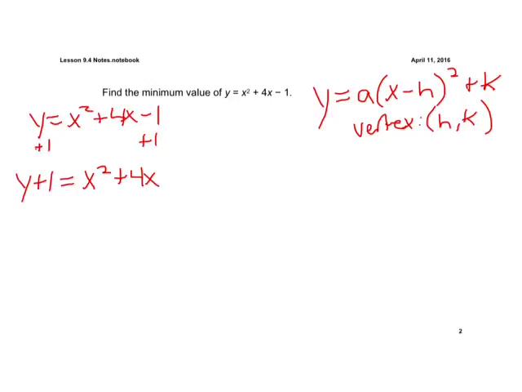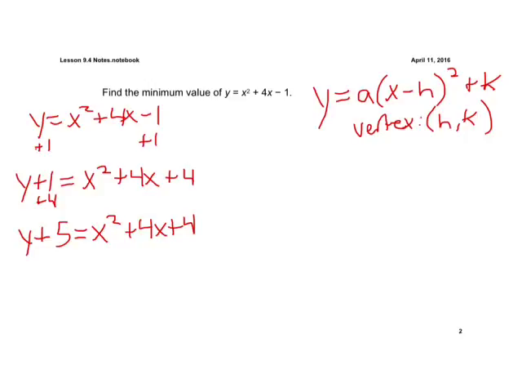Now we're going to work with that right side, and we're going to complete the square. So we're going to take half of b, which in this case b is 4, and square it. Half of 4 is 2, 2 squared is 4, so let's add 4. We're completing the square, adding 4 to the right side. Whatever we do to the right side to keep our equation balanced, we also have to do to the left, so we're going to add 4 over here as well. So when we do that, we have y plus 5 equals x squared plus 4x plus 4.